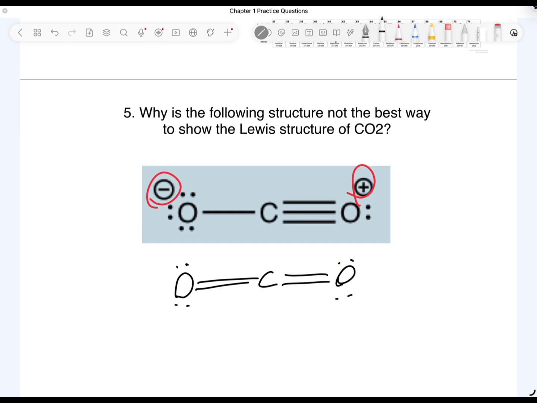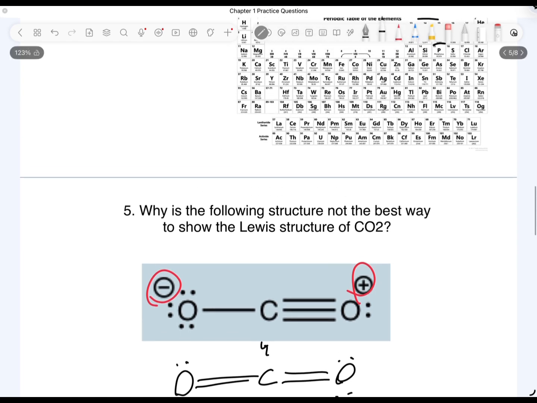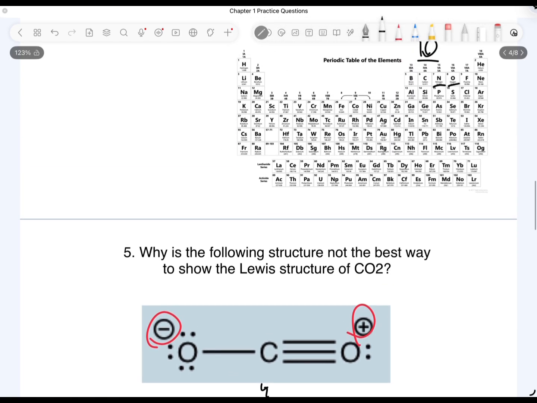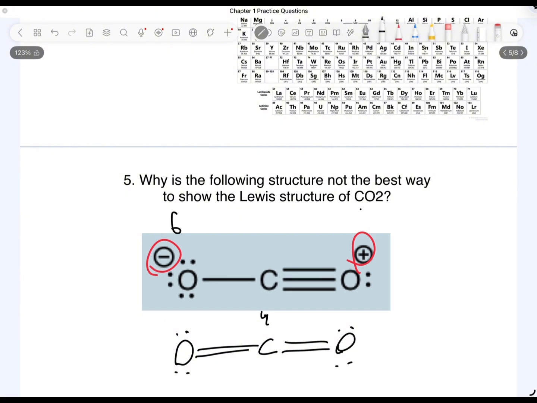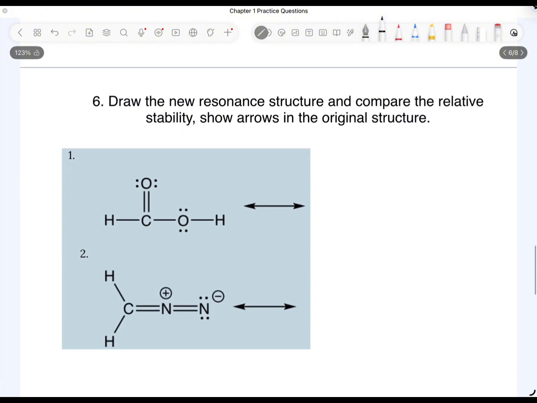And to tell that we did it right, we can count the valence electrons, where carbon has four, and oxygen, if you look here, remember, has six. And if you were to count all these valence electrons, it would go up to 16, which is the total number. But I'm not going to do that for the sake of time, so let's move on to question number 6.